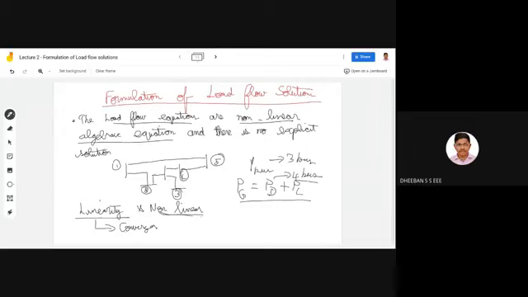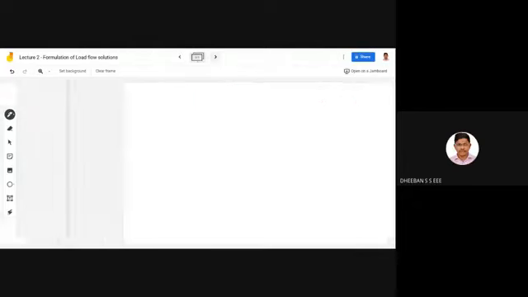For that purpose, we'll be moving towards iterative techniques. These iterative techniques you might already have studied in your numerical methods paper or M3. The same formulas we have studied will be used as an application. Load flow studies is one of the applications wherein iterative methodologies are used.